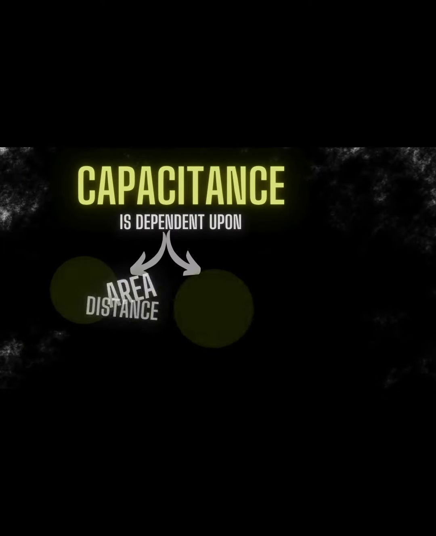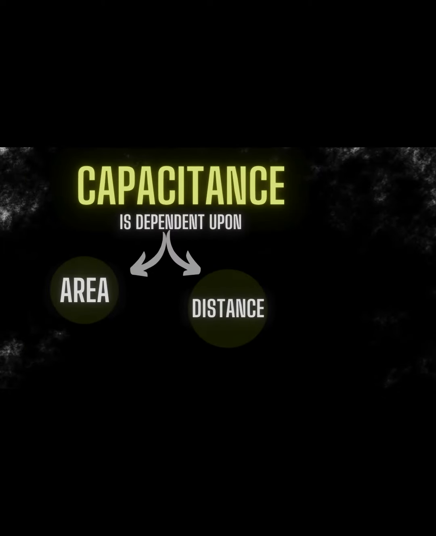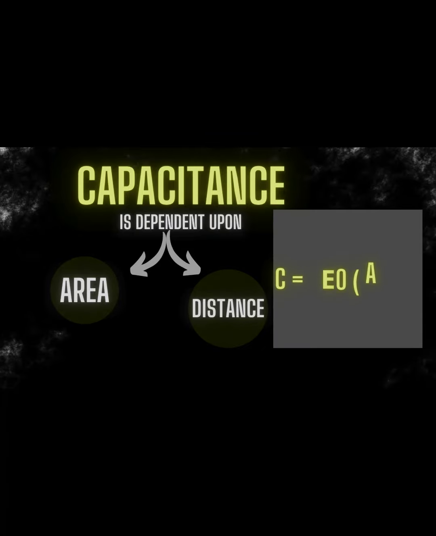The capacitance of a parallel plate capacitor is dependent upon the geometry of the two conduction surfaces. For the simple case of the parallel plate capacitor, the capacitance is given by the equation above, where ε₀ is the permittivity of free space, A is the area of overlap of the two plates, and d is the separation of the two plates.